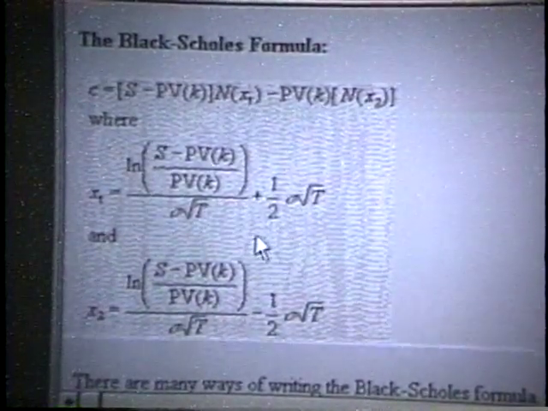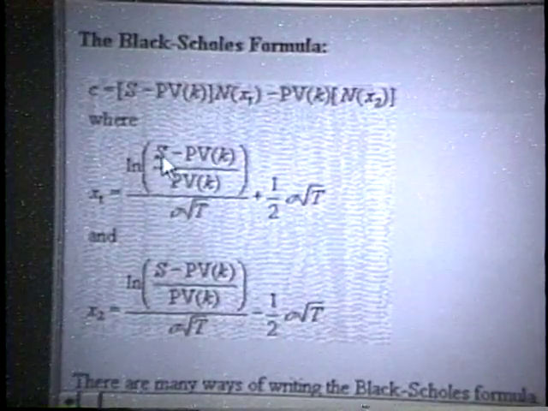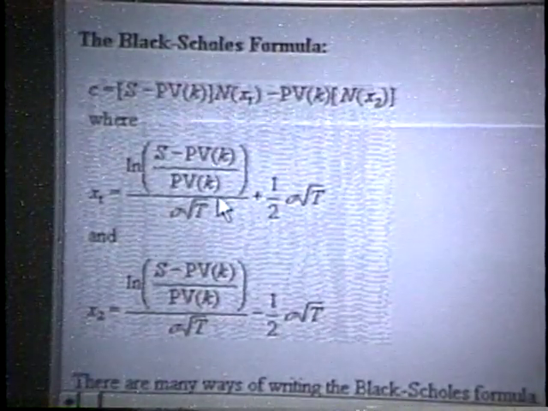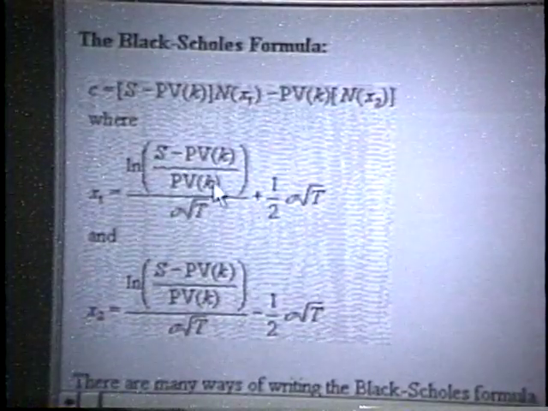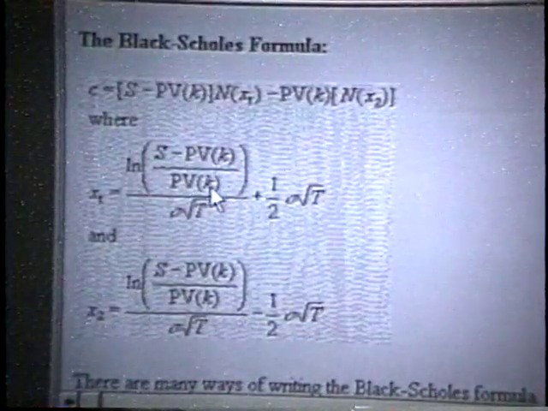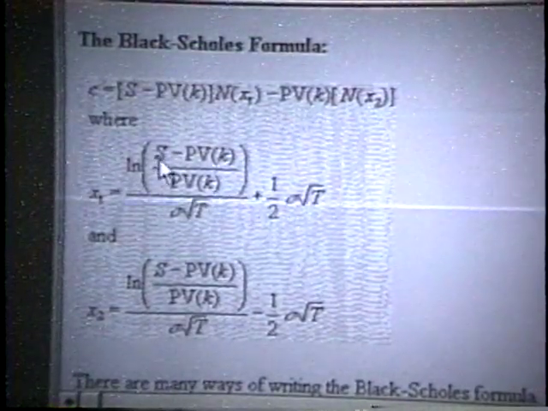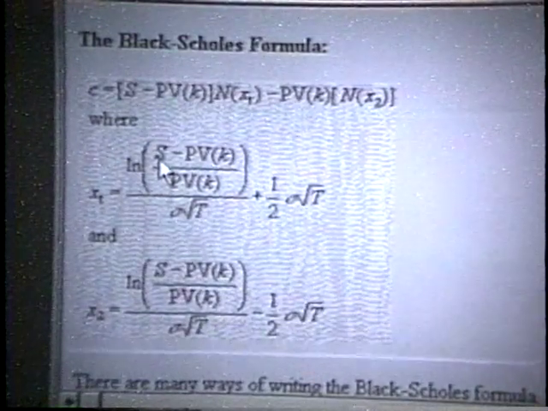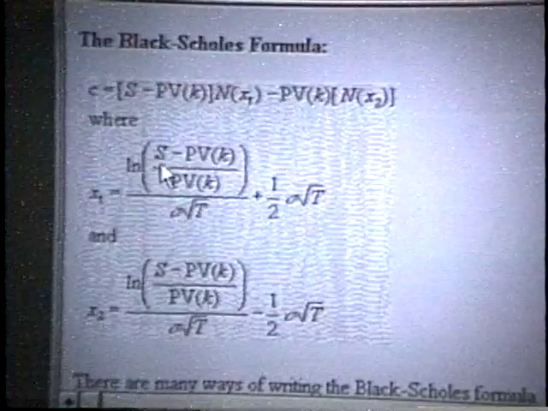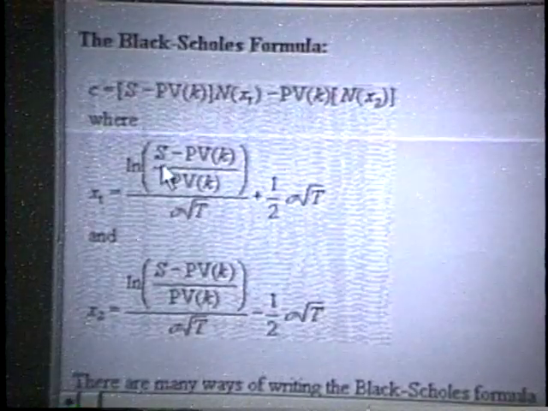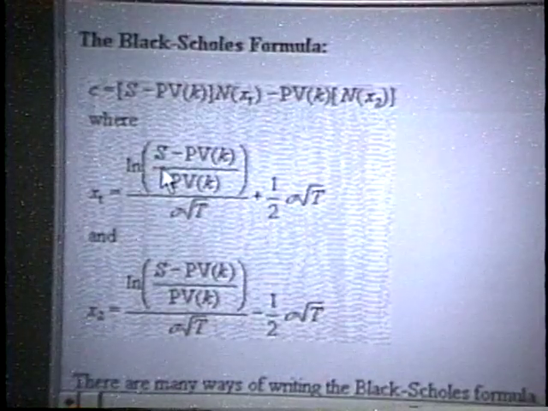Okay. And you can see what happens here. Suppose that the stock price is not even at the present value of the exercise price. So the ratio of the stock price to the present value of the exercise price is less than 1. What's the log of something less than 1? I can do that in my head. The log of a value less than 1, natural log, is that positive or negative?